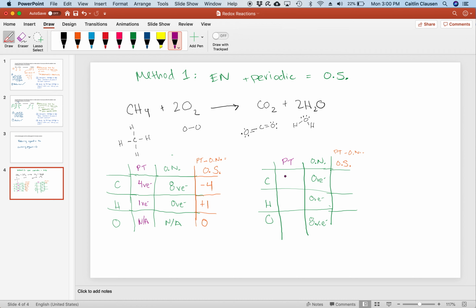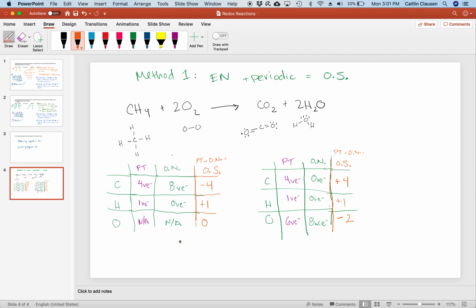According to the periodic table, carbon usually has 4, hydrogen usually has 1, and oxygen usually has 6. If I take these differences, I get plus 4 for carbon, plus 1 for hydrogen, and 6 minus 8 is negative 2 oxidation state for oxygen. So now to answer if this is a redox reaction, I'm looking for changes. I see that carbon went from an oxidation state of negative 4 to plus 4. That means carbon lost electrons.